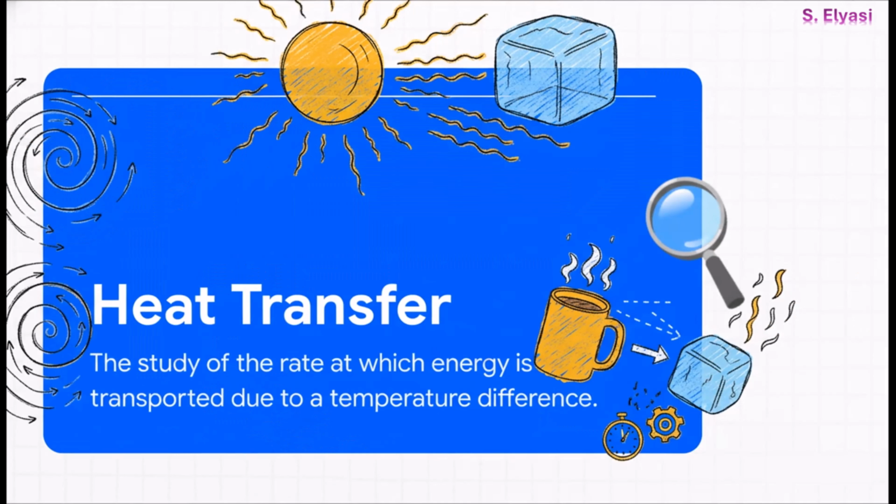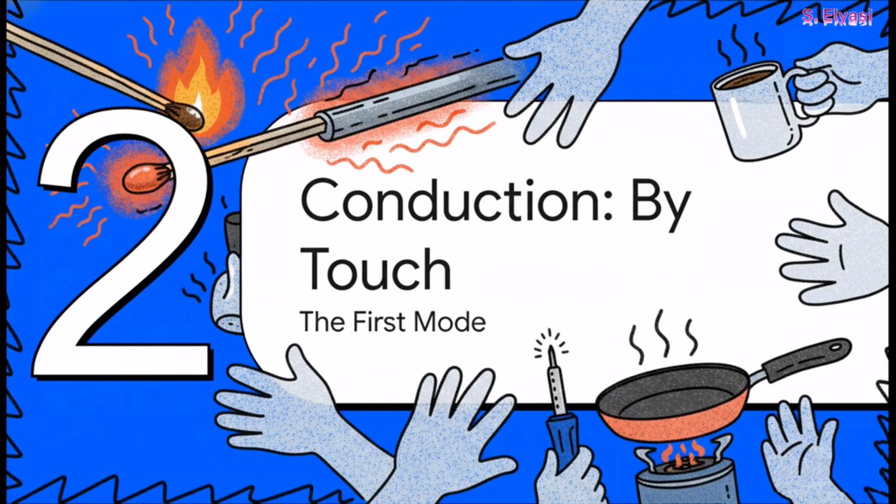You might have heard of thermodynamics, which often looks at systems when they're all balanced out. Heat transfer, it's all about the action. It's the science of how fast energy moves from a hot place to a cold place. The key word here, the thing that really matters, is the rate of that flow. All right, let's get into our first mode of transfer, conduction.